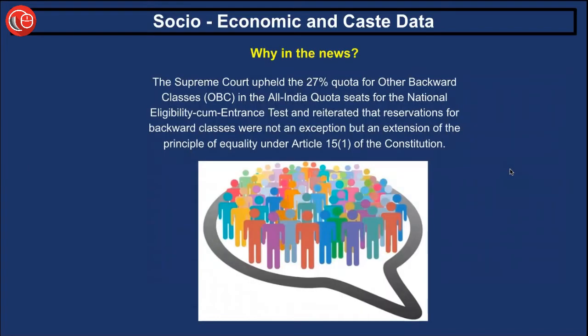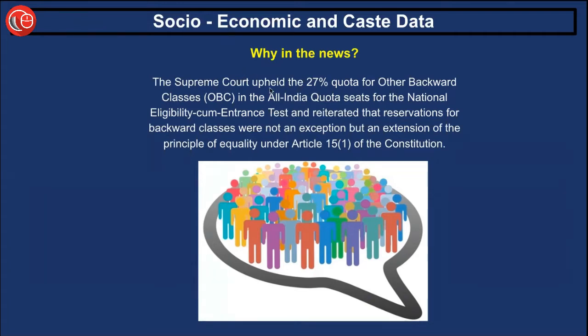That's about the socio-economic and caste data. So let's understand firstly why this entire thing is in the news. Recently the Supreme Court has upheld the 27% quota for the OBCs, that is the other backward classes, in the All India quota seats for the NEET exam. We have been discussing a lot about the NEET exam and how the reservation system differs over there. And basically, why is it so important over there?